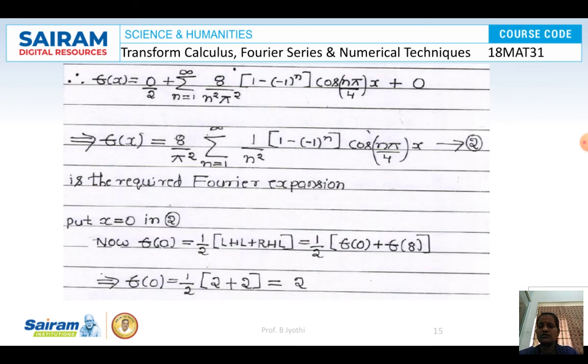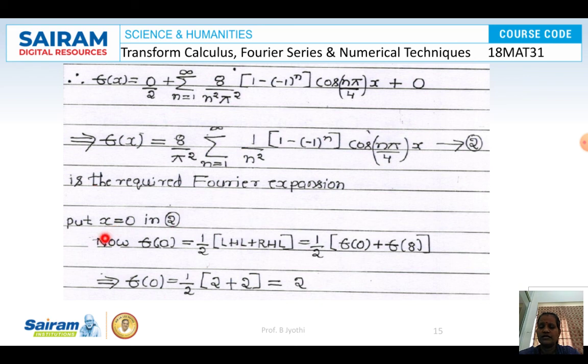So substitute in f of x the a0 value and the bn value, which are 0, and the an value. So f of x is given by 8 by pi square into sigma 1 by n square and 1 minus minus 1 power n into cos n pi by 4 of x. This is the required Fourier series expansion.